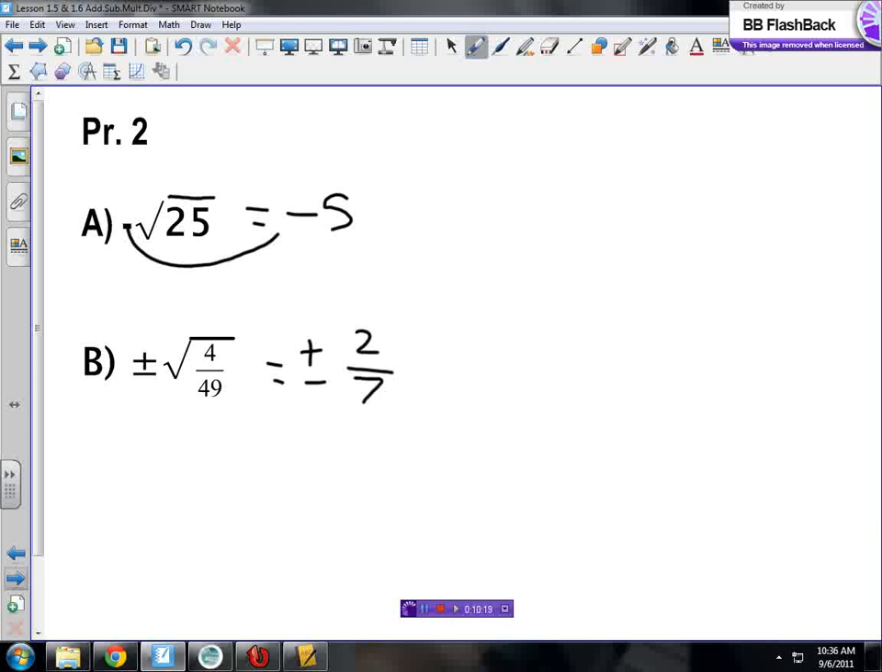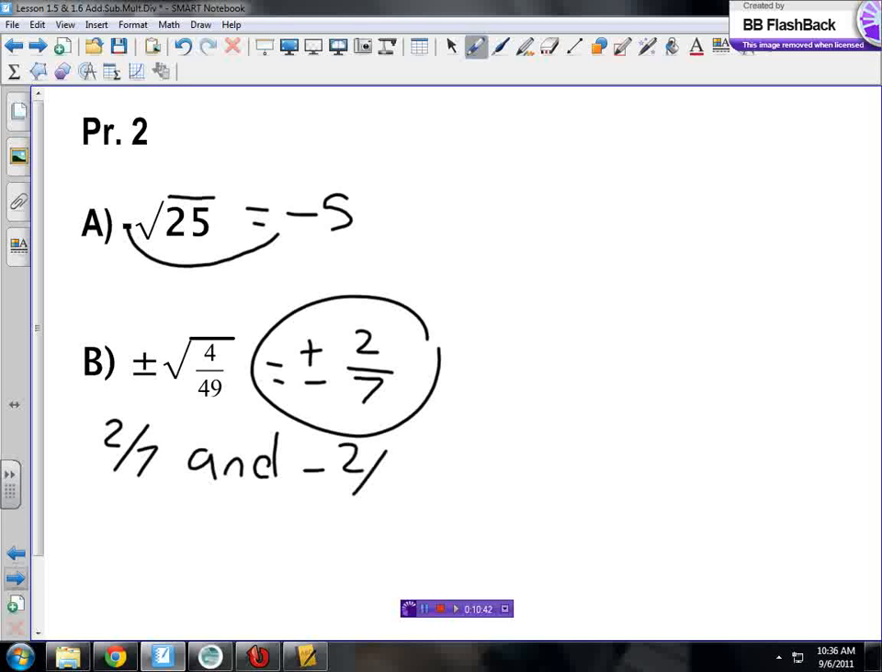That just means plus or minus, which means on B, how many answers do I have? You have 2. One of them is a positive 2/7. The second one is a negative 2/7. So this is just a shortcut way to write 2/7 and negative 2/7. That's how I would do it because it's easier that way. I'm just letting you guys know that it's actually 2 different answers written together.